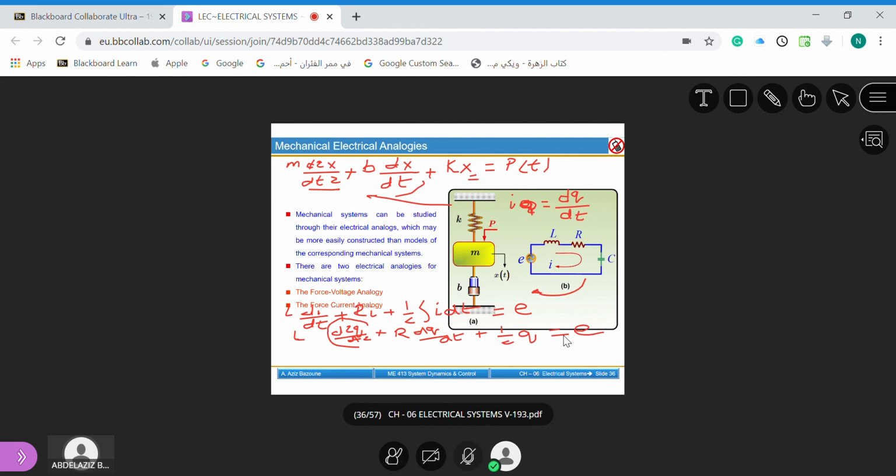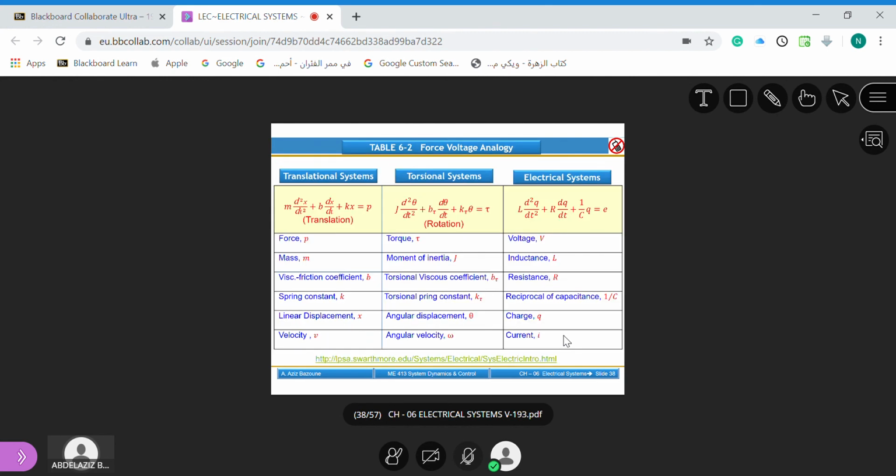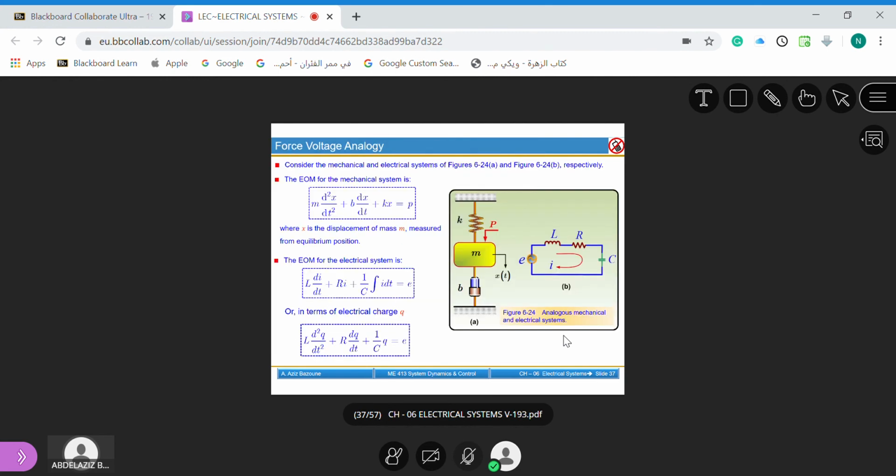Variable here, variable here. In a clean picture, it turns out to be like this. We have the secondary, we have the mass, we have L. Second derivative here, second derivative here. We have B, we have R. We have first derivative, first derivative. We have K, we have 1 over C. We have the variable.